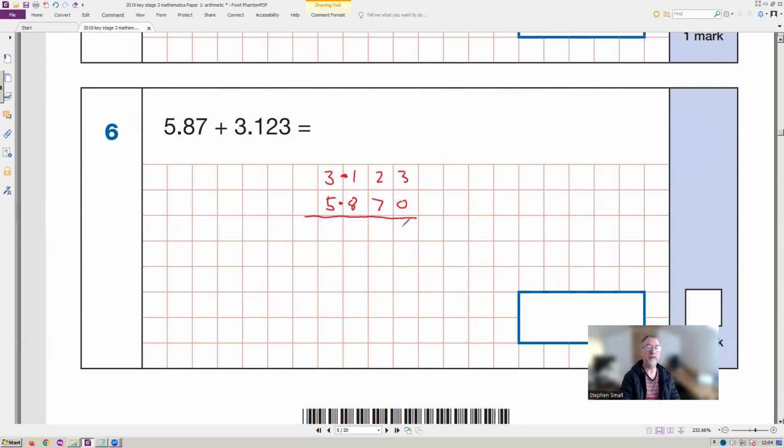0 and 3, 3. 7 and 2, 9. 8 and 1, 9. 5 and 3, 8. And the decimal point goes there. 8.993. Let's move me out of the way.